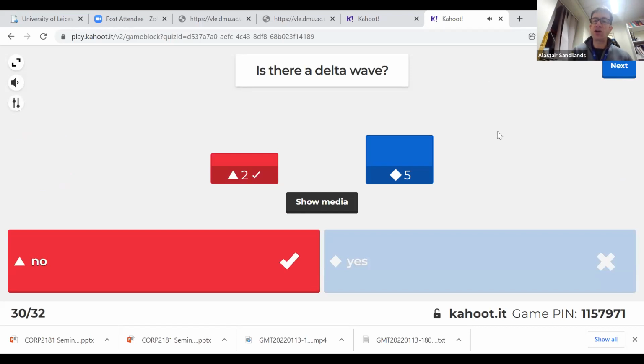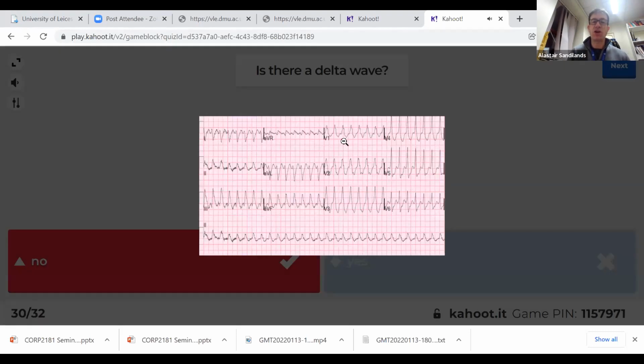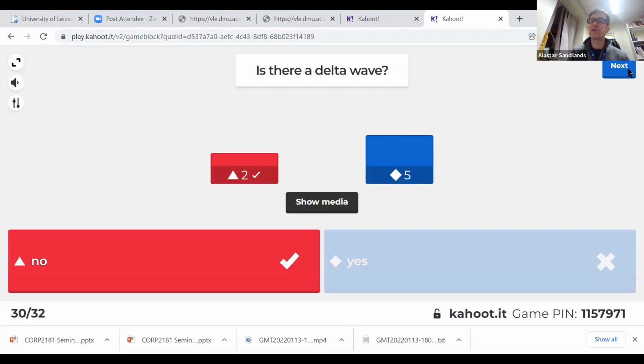So no, there is not a delta wave actually in this one. It's not a delta wave.